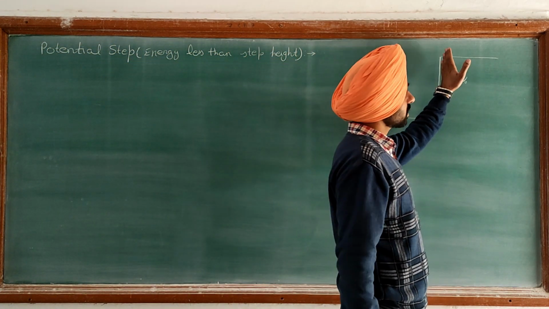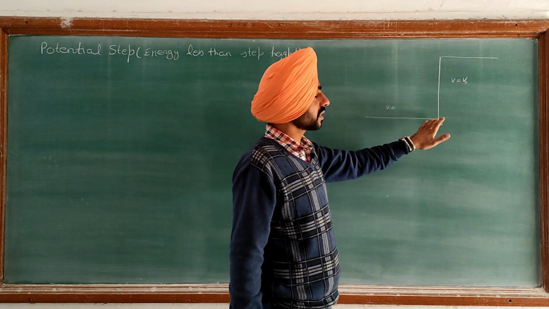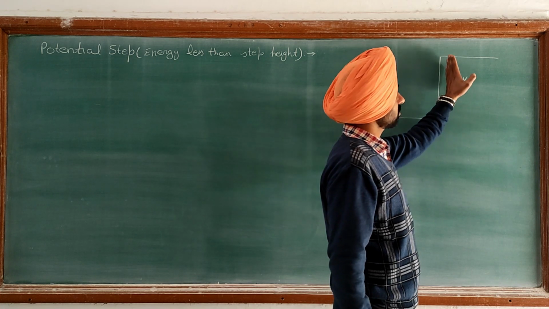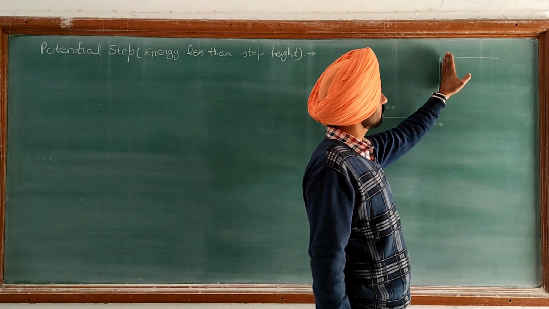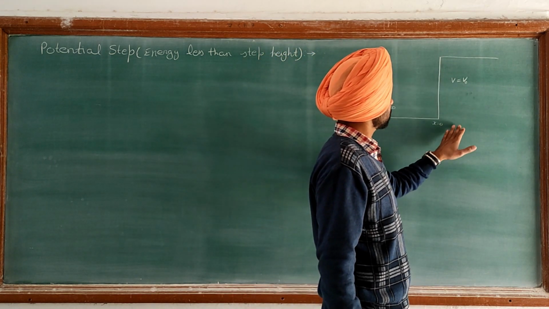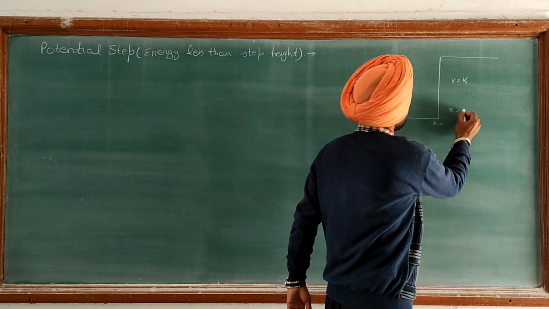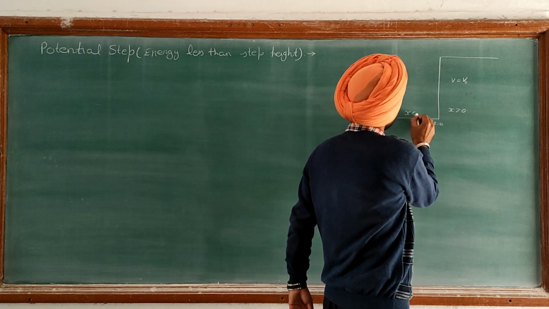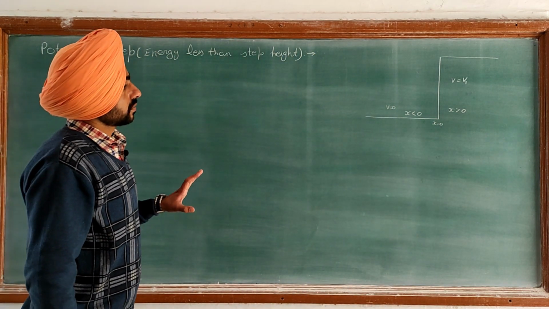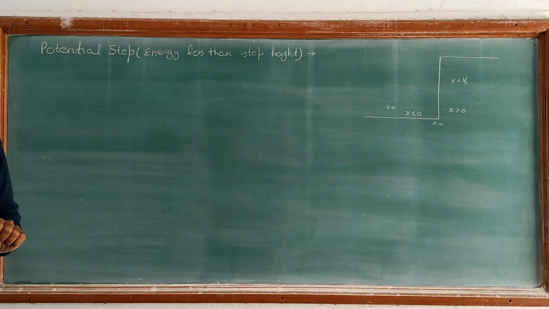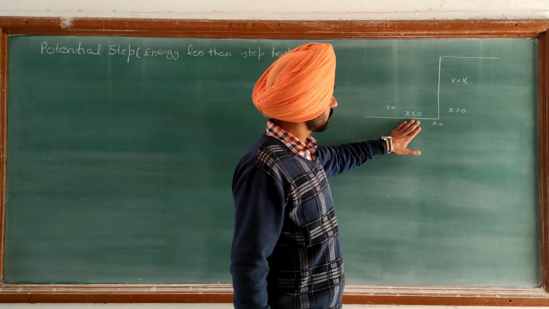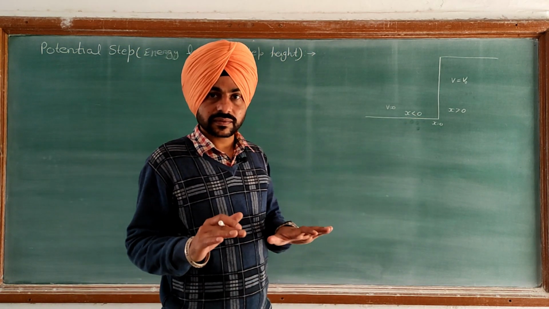Classically, in this region there is no hurdle, but as we reach x equal to 0 there is some step height, that is, some hurdle, which restricts our movement in the x greater than 0 region. This is the x greater than 0 region, and this is the x less than 0 region. So we have no force acting on the particle in the region x less than 0.